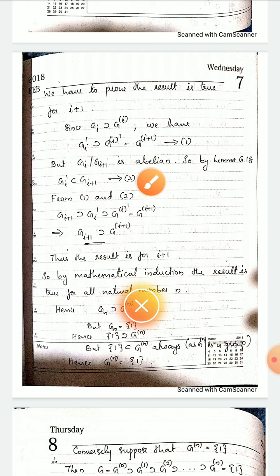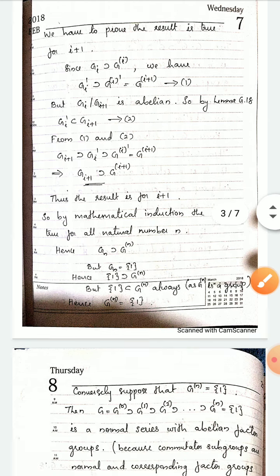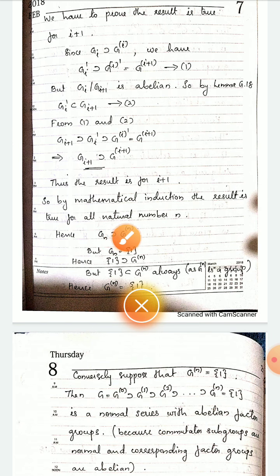From equations 1 and 2, combining these, we can write G_(i+1) is a superset of G_i', which is a superset of (G^(i))', that is equal to G^(i+1). From this relation we get G_(i+1) is a superset of G^(i+1). Thus the result is true for i plus 1. So by mathematical induction, the result is true for all natural numbers n. Thus we get G_n is a superset of G^(n).